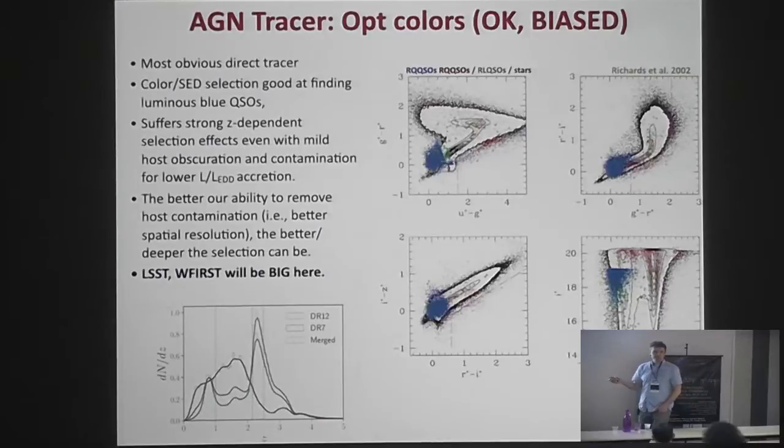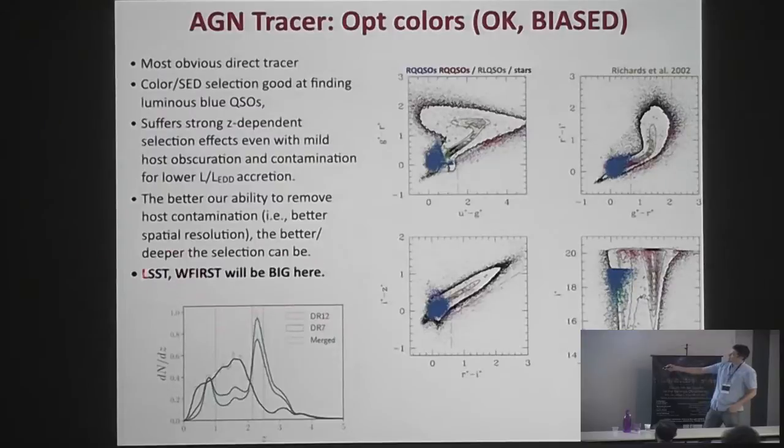As imaging becomes better, either through ground layer AO or through space-based wide field imaging, you'll be able to remove the host contamination better. And so you can carve out the nuclear region and just worry about the contamination there, rather than the whole host galaxy, which is what past surveys have had to deal with. So better spatial resolution can help you push down in luminosity. It can't help you with the obscuration too much, but at least one vector is better.